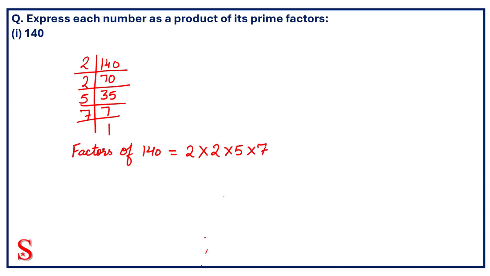Now here 2 is 2 times, right? So can we write it like this? 2 raised to power 2 into 5 into 7. We can also write it in this form. So these are the factors of 140. I hope you have understood how we have found out the factors of 140.